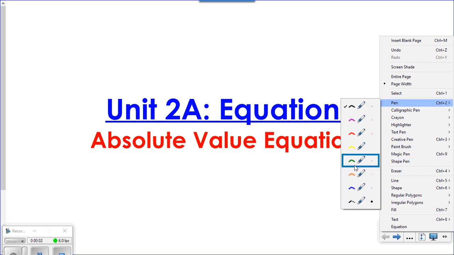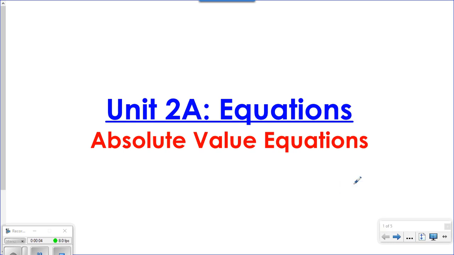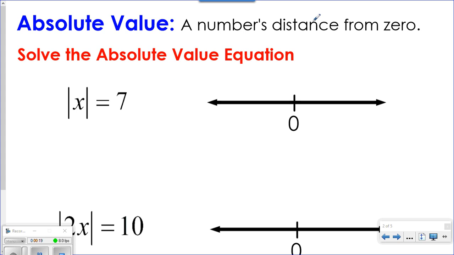Now we're going to take a look at equations where our variable is part of an absolute value expression. And we're going to look at the steps necessary to get that variable out of that absolute value. But before we do that, we want to make sure we have a solid idea of what absolute value actually represents. So remember that absolute value represents a number's distance from zero.